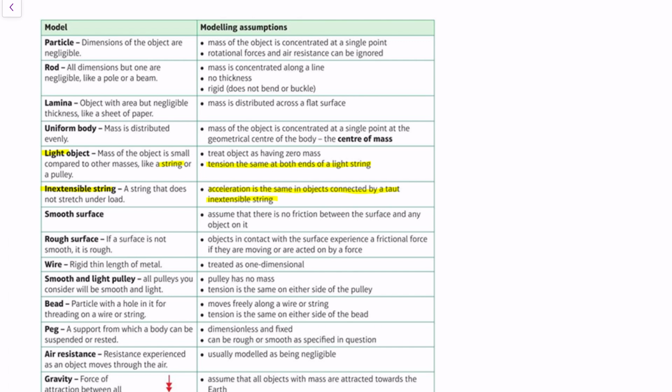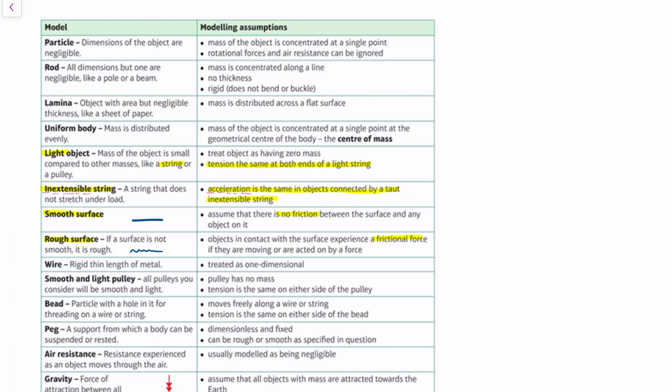So how I remember is, inextensible has 5 syllables, acceleration has 5 syllables. So when you think about an inextensible string, think acceleration is the same. Okay, a smooth surface: no friction between the surface and the other object on it. A rough surface, obviously, objects in contact with the surface experience a frictional force. So when it's a smooth surface, I normally draw it straight. When it's a rough surface, I draw it a bit curved, a bit wavy.